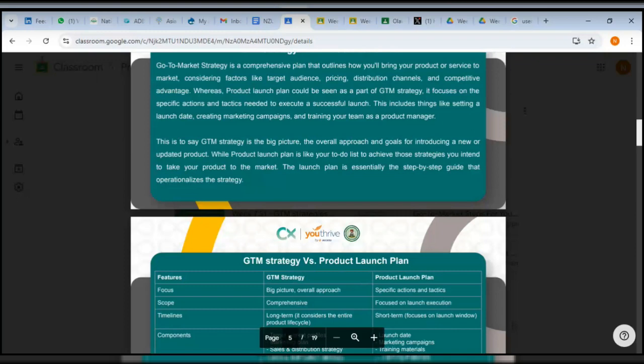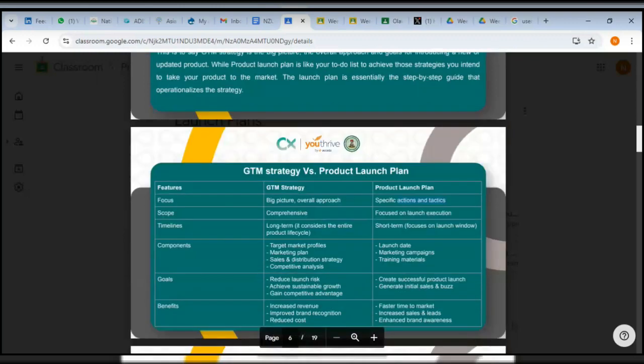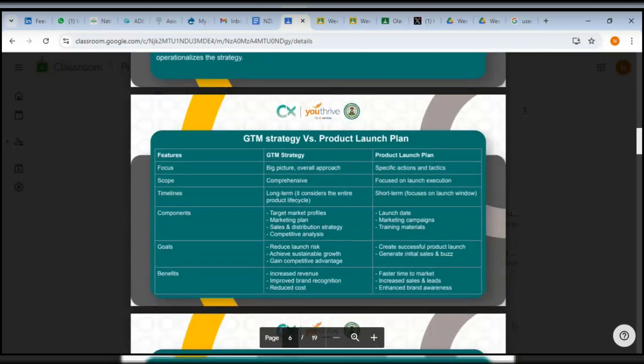Whereas the market is more about the external things that you would do for the market to be prepared for you, right? And let's see here the differences between your go-to-market strategy and your product plan.